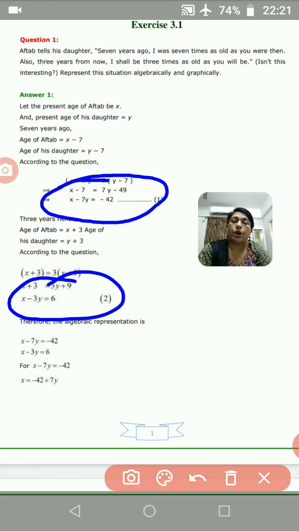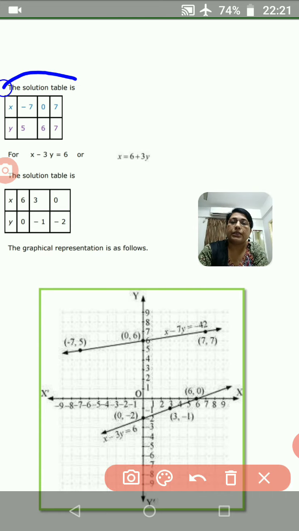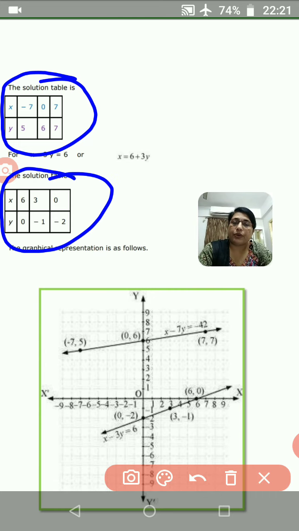So I have here two tables for both the equations. The first table is this and the second is this. With the help of your knowledge of 9th standard, you can form these tables, and if you represent this graphically, you will get this type of graph. Here you can see that for both the lines, we have one intersecting point.